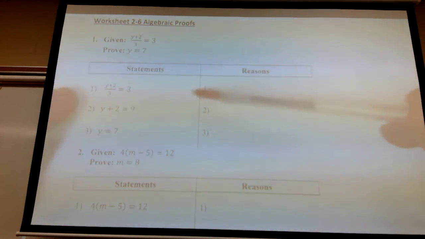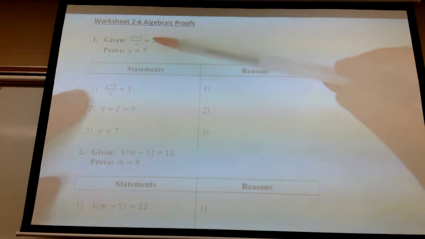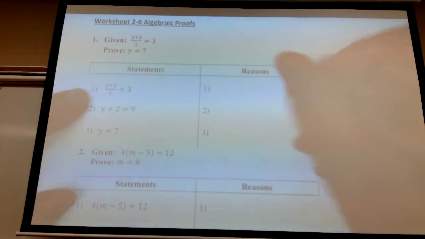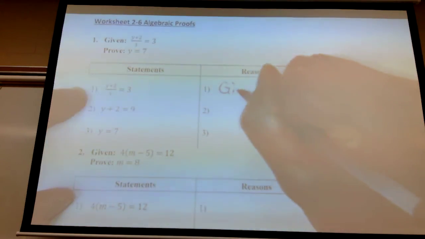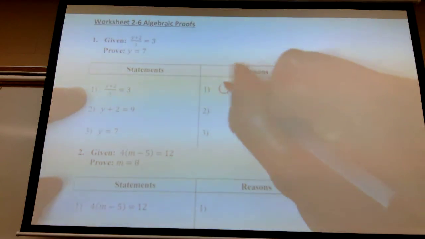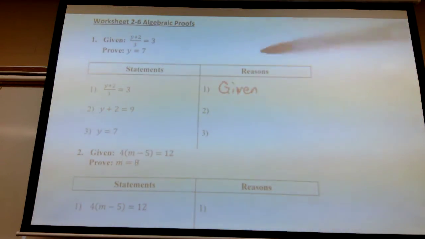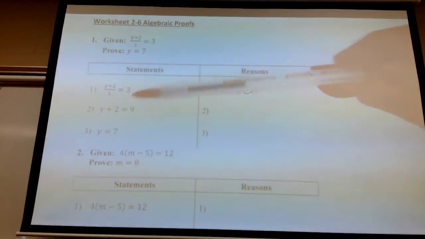And our first step is almost always going to be the given. If you look at your given right here, it matches up to step number 1. So we put in given for our first step, for our first reason. Now what we're going to do is figure out what we did to get from step 1 to step 2.